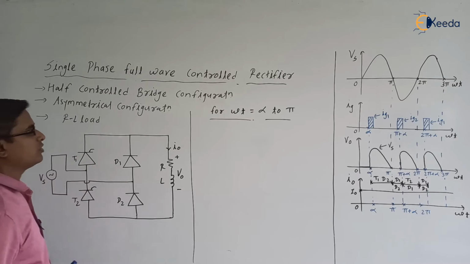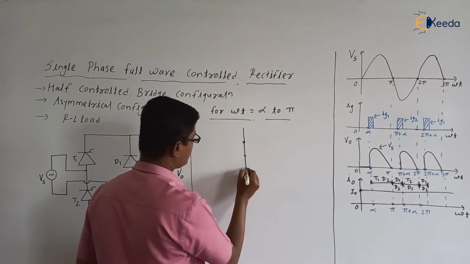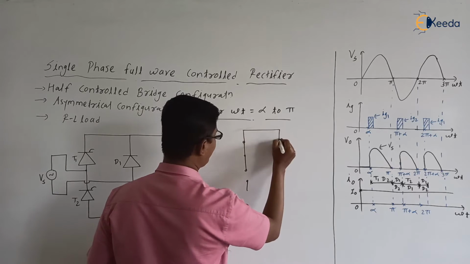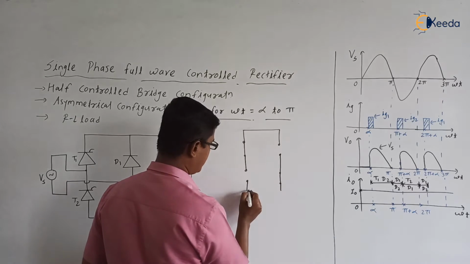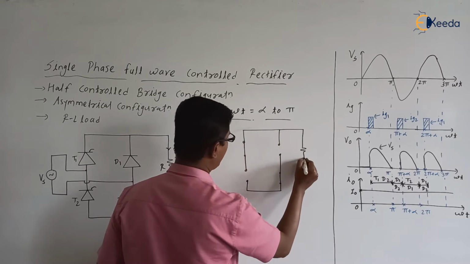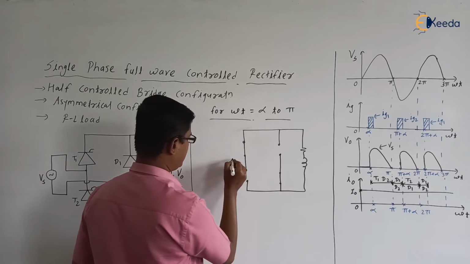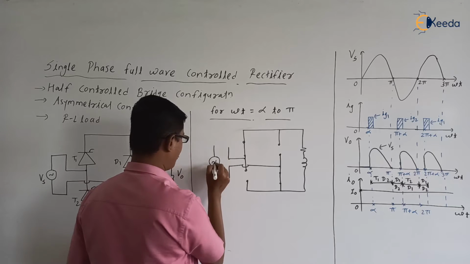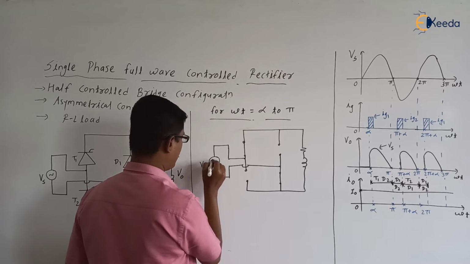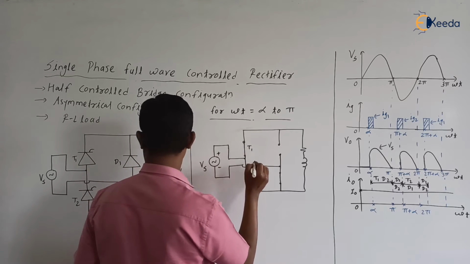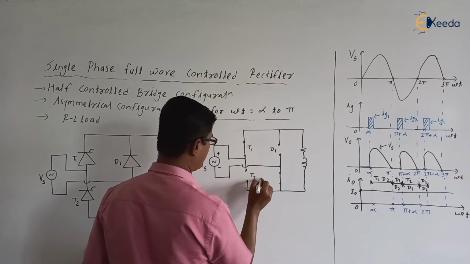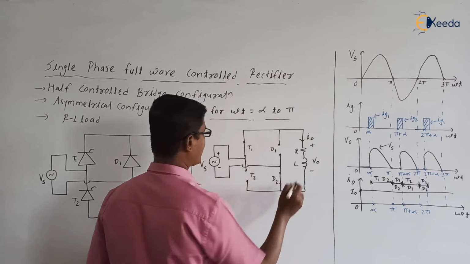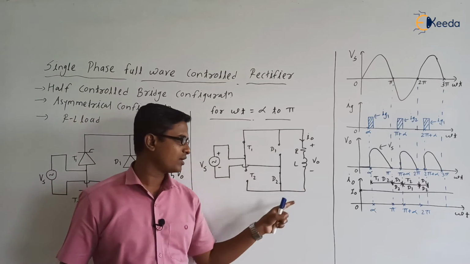So when thyristor T1 is in the on state, it will act as a short circuit. T2 will be like an open circuit. D1 is open circuit, and the diode D2 will be in the on state, with R and L. Here we have the supply voltage Vs, the thyristors T1 and T2, the diodes D1 and D2, and the load is RL. This is V0, and here it is I0. So current will flow from Vs through T1, the load, and D2, and again back to Vs.